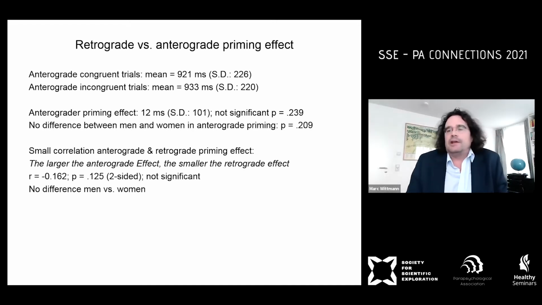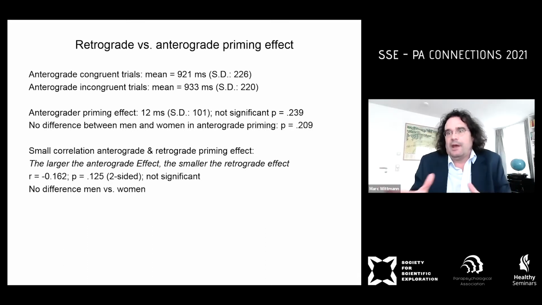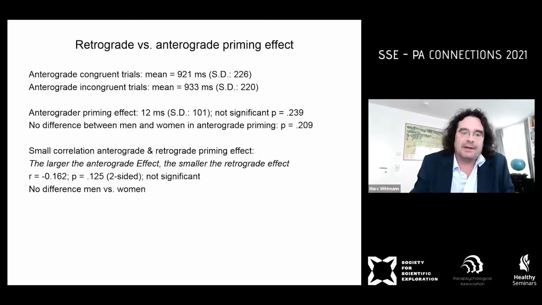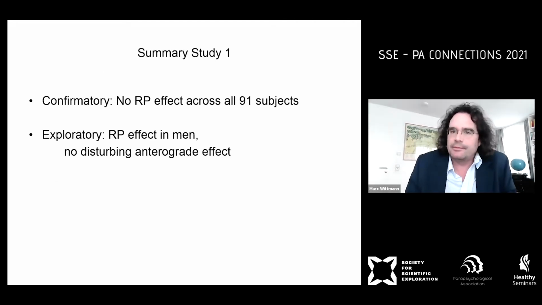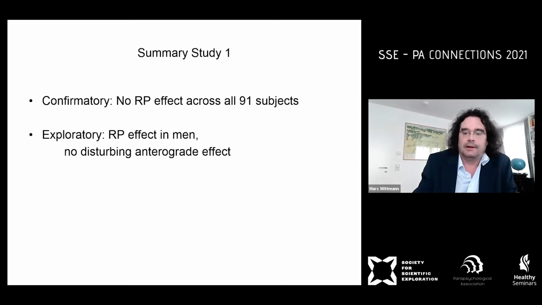There was a small correlation between the anterograde and the retrograde priming effect: the larger the anterograde effect, the smaller the retrograde effect. So that would have been a plausible interference. But as you see, it's a very small negative correlation, and it is not significant. And there was also no difference between men and women. So, summary of study 1. Confirmatory, we have no RP effect, no retrograde priming effect, across all 91 subjects. But exploratory, we see an RP effect in men. And there is no disturbing anterograde effect, which is actually also a good quality feature.